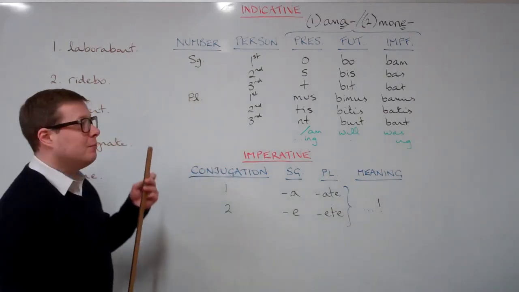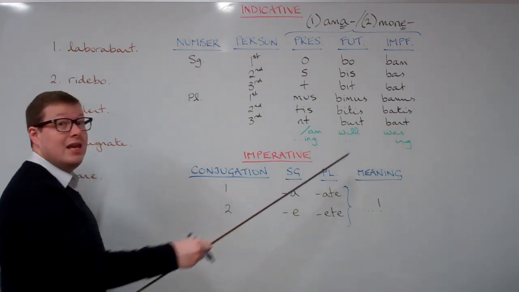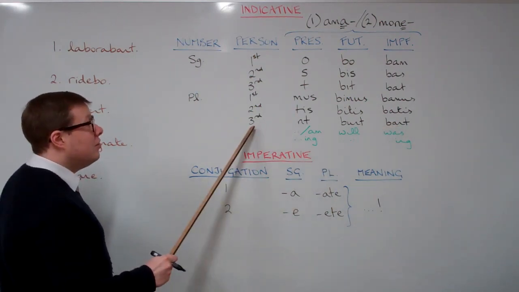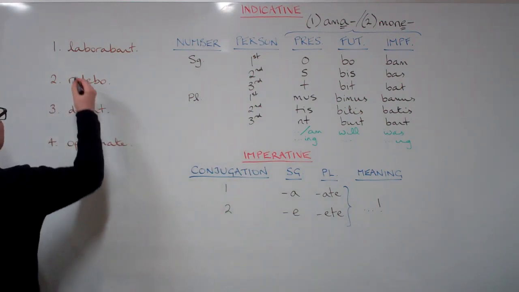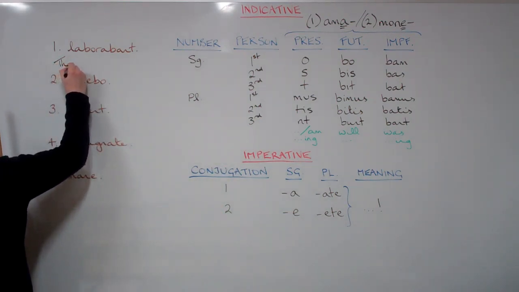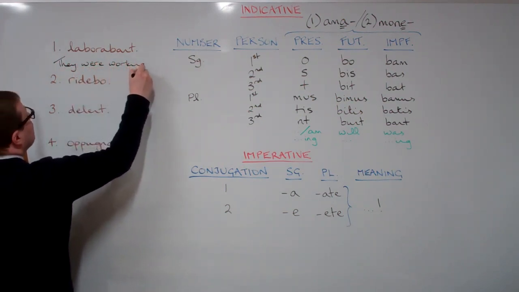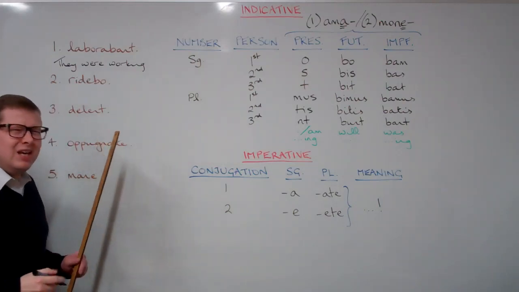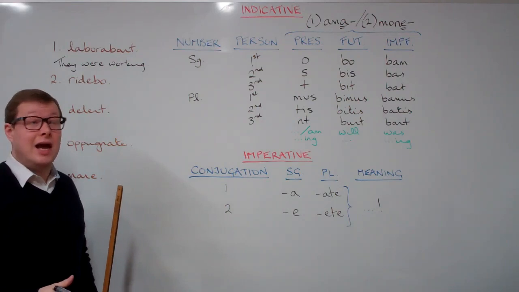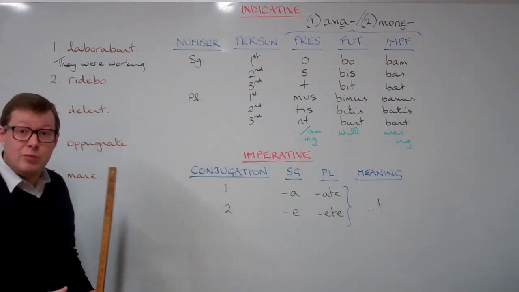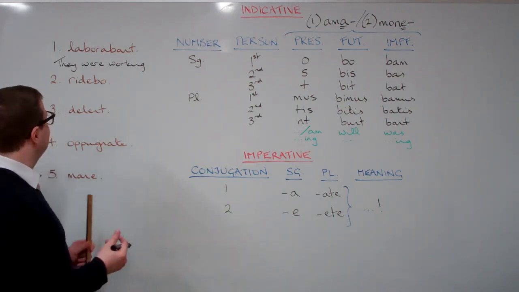Laborabant. It's third person plural in the imperfect tense, so they are the ones carrying out the action. They were carrying it out in the past, so this is going to mean they were working. A continuous past action. We could, for the sake of good English, translate it as they worked, but we should always be mindful of its literal sense.